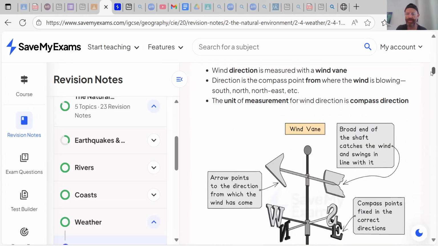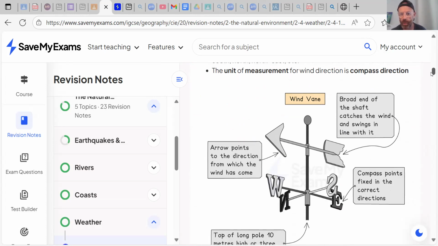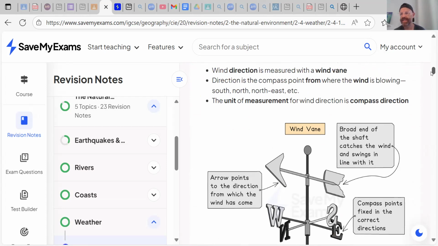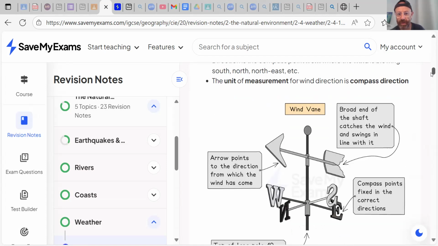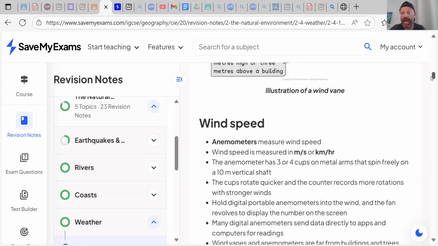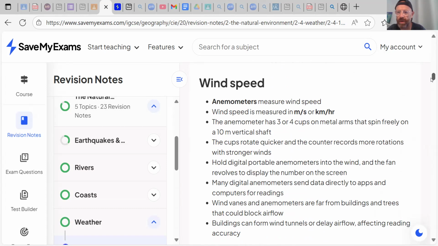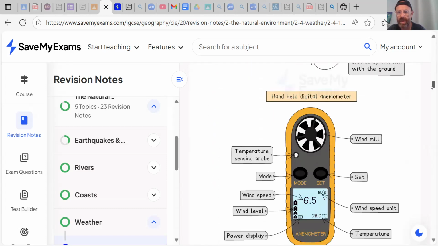Wind direction, wind vane. Okay. The arrow points from the direction which the wind has come. In Mauritius, predominantly the southeast, the trade winds. Wind direction is also important for coasts, longshore drift. Okay. Right. Don't want to spend too long on wind speed, anemometer, miles per hour or, from our point of view, kilometers per hour. Okay, the cup whizzes round, it rotates.